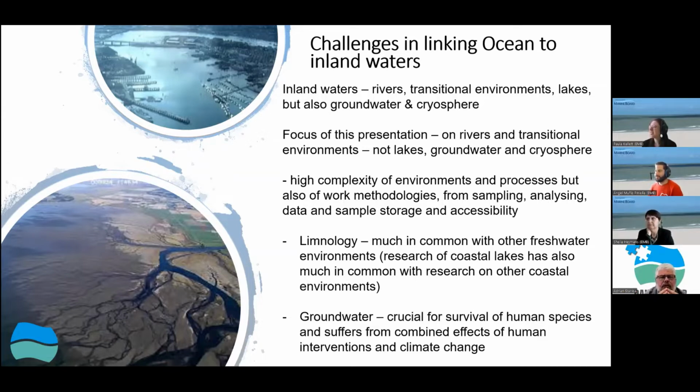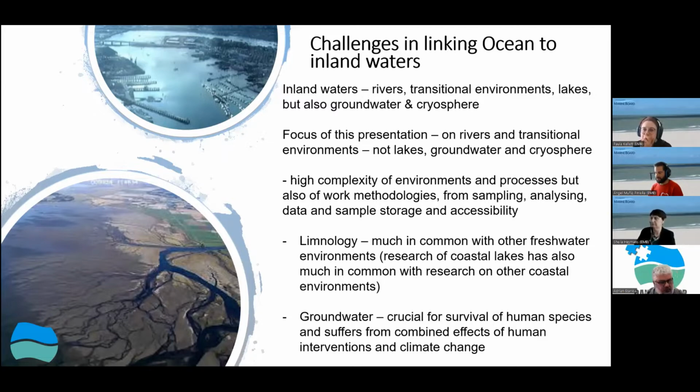We need to take into account that when dealing with this long list of inland waters, we deal with a high complexity of environments and processes, but also with a long list and diversity of work methodologies that cover all the aspects from sampling, analyzing, data and sample storage, accessibility, and so on. These are all lessons very well known within the marine research community, but you need to take into account that the same things happen also in research on inland waters.